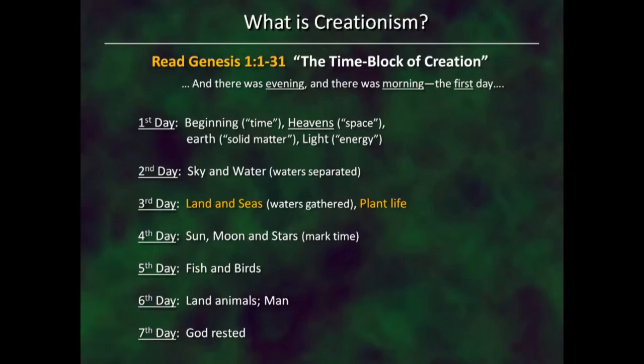And God said, let there be an expanse between the waters to separate water from water. So God made the expanse and separated the water under the expanse from the water above it. And it was so. And God called the expanse sky. And there was evening and morning, the second day.